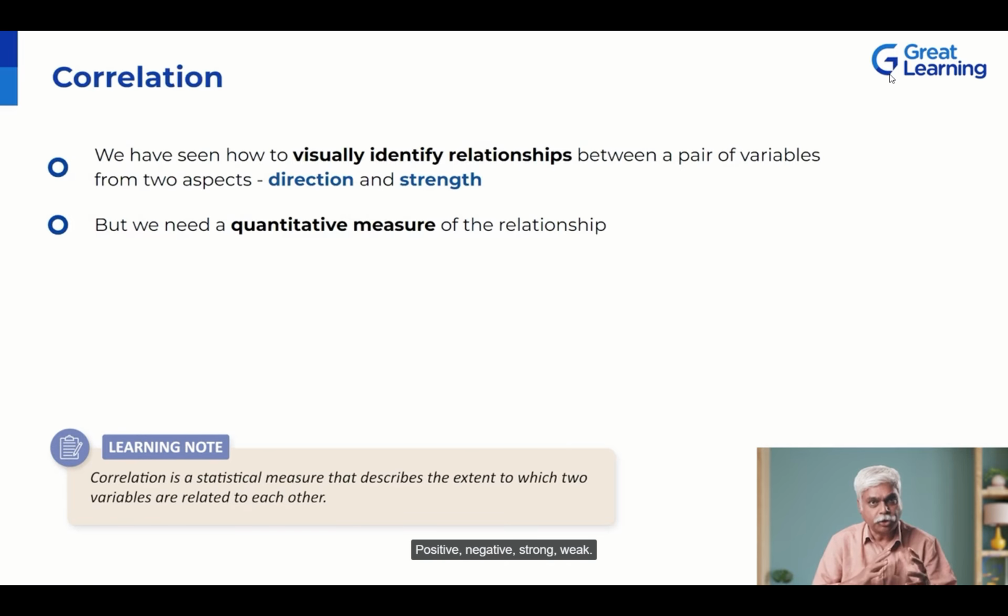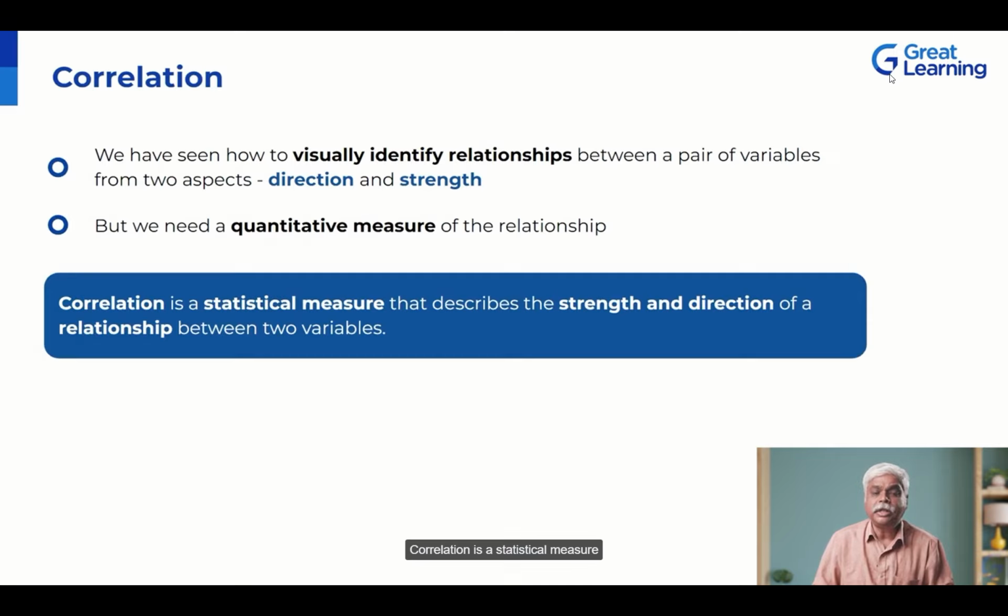Positive, negative, strong, weak. Correlation is a statistical measure that describes the strength and direction of a relationship between two variables. Here we come to a word that inspires fear in the hearts of many: statistical measures. But worry not. All it means in this case is that the relationship is not strictly mathematical. It is not that if one increases, the other has to increase. It means that sometimes it increases and sometimes it decreases. That is the statistical part of it.